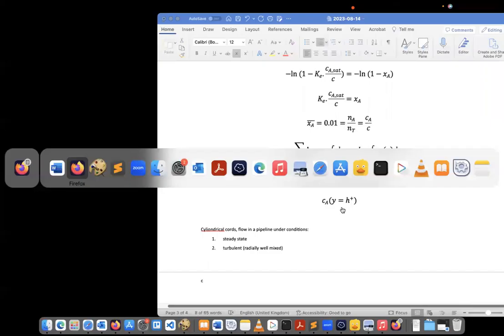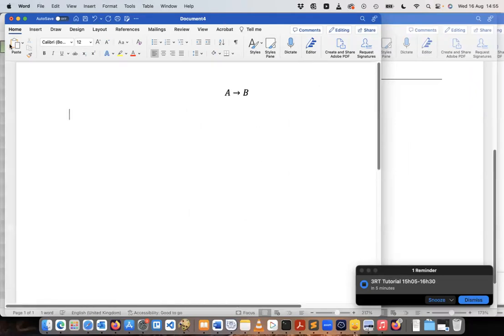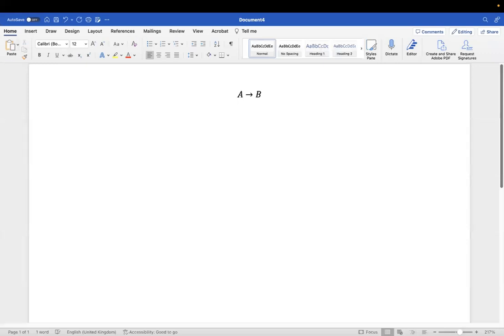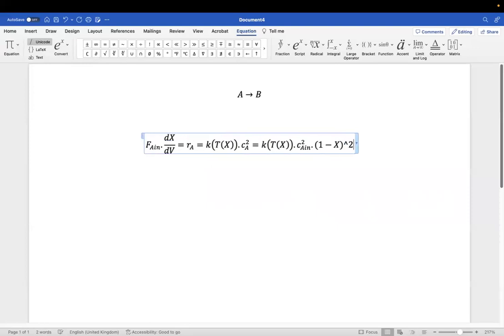where's our scratch pad? Okay, so we said this balance. We have this balance: F_A,in dX/dV equals r_A. And in this case, that's equal to k, which we're going to acknowledge is a temperature function, and temperature is a function of conversion. So it's k times C_A squared, and this is going to be C_A,in squared times (1 minus X). Yeah, we're using X, right? Not X_A, X, like that.